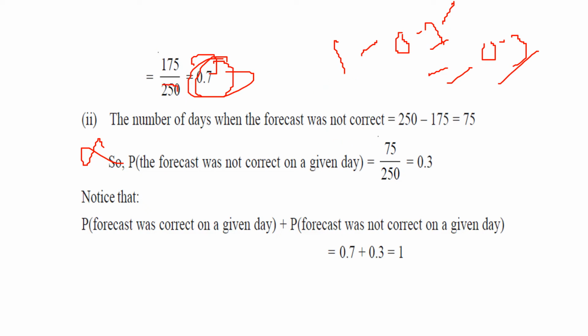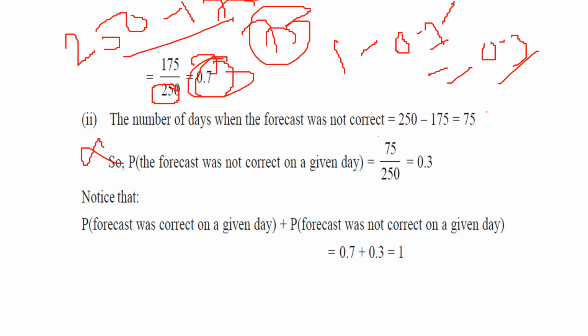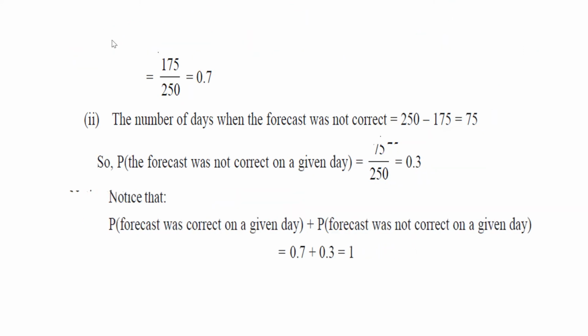See, 250 is total, correct is 175, subtract them, you get 75. This is the incorrect one. So 75 by 250 is the probability that the forecast was not correct on a given day. If you add them, 0.7 and 0.3, you'll get 1.